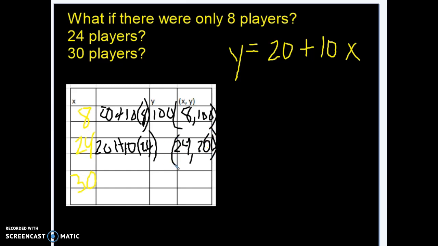And then the last one, we have 30 players. So $20 for the artwork, plus 10 per jersey, and we have 30 jerseys. So 10 times 30 is 300, plus 20 gives us 320 for Y, total cost. So then our ordered pair would be 30, 320.